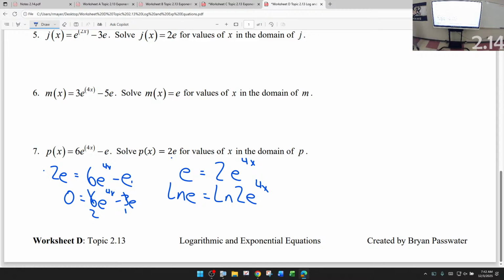This is tricky. These are not easy. This is nice because the natural log of e is 1. But this over here, that's tricky. You can't leave it like that. I'm going to make this a 1. Then what I've got to do here is make this the natural log of 2 plus, how about 4x natural log of e.